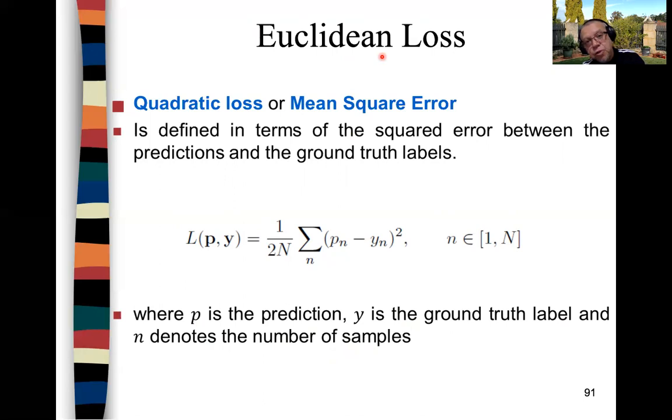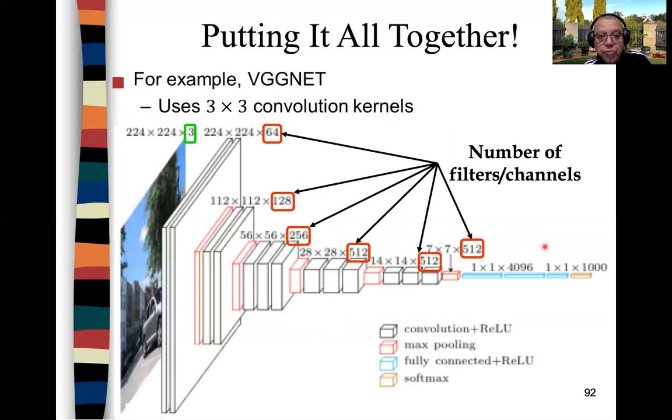Another last loss that we're going to see here is the Euclidean loss, which is also called the quadratic loss, the mean square error loss. It's defined in terms of the squared error, or the difference, between the prediction and the ground truth. This is summed over all the samples. We're assuming that we have n samples, so we divide by n, and then the 2 is used for convenience, because when we take the derivative of this, it will cancel. We've seen that for the case of the perceptron, the multi-layer perceptron.